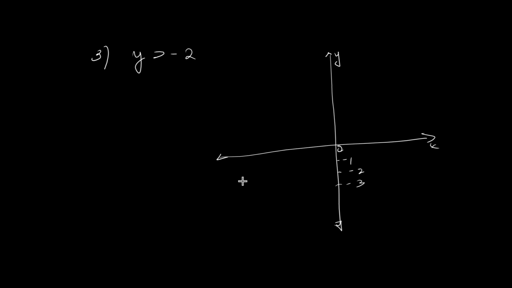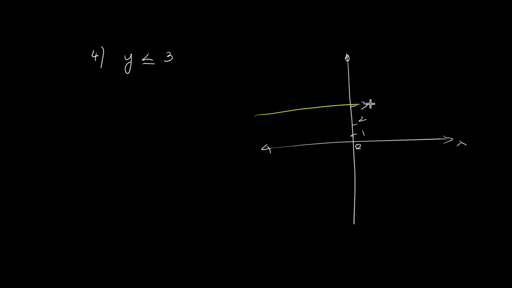Next example, y is greater than -2. When y equals a number, it forms a horizontal line, so we draw a horizontal line at y equals -2. Since it is greater than, we use a dashed line. Greater than means we go above the line, so we shade the region above.